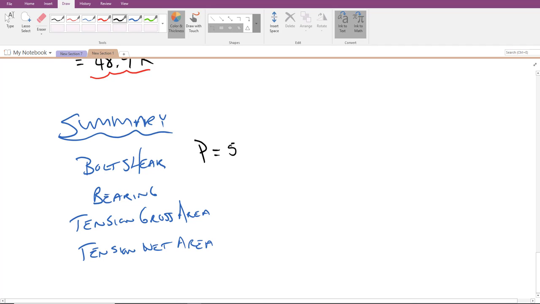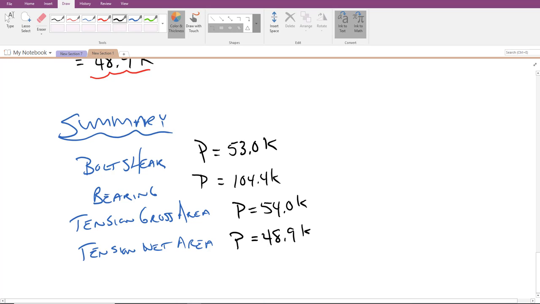For bolt shear, we discovered that the connection can handle 53 kips. For bearing, it can handle 104.4 kips. Tension on the gross area can handle 54.0 kips. And tension on the net area, it can handle 48.9 kips. Now, what is the total capacity for this particular connection? If we apply a load, the lowest value will fall first, and that is what governs it. And so we're going to look down this list right here and discover that tension along the net area is the failure mechanism that governs here, and this is the capacity of the connection.